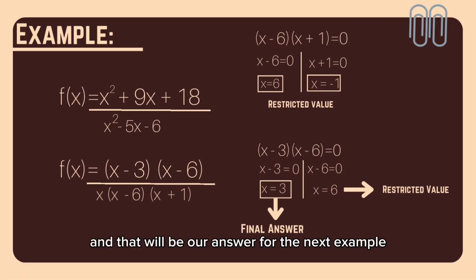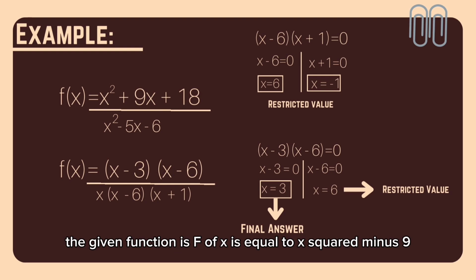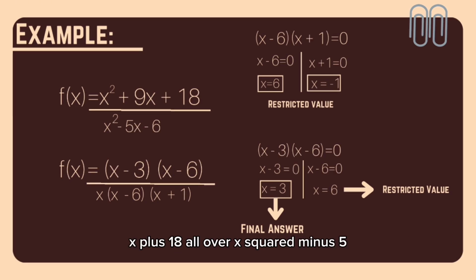For the next example, the given function is f of x equals (x squared minus 9x plus 18) all over (x squared minus 5x minus 6).